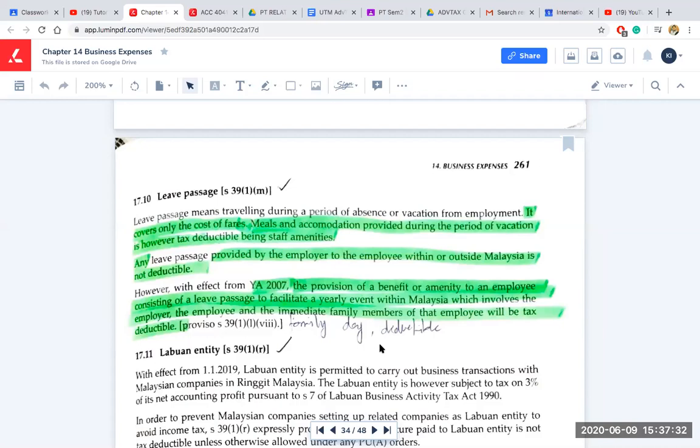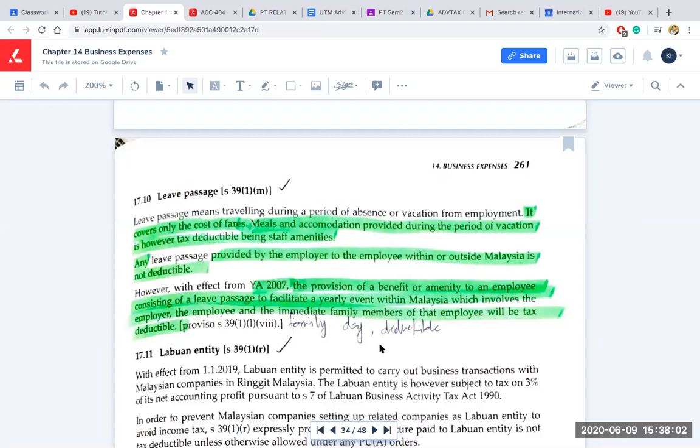So generally, leave passage is not allowed. You see section 39.1M. So whenever it is leave passage, it's not allowed. But what is interesting is the third paragraph, where it says however, effective from YA 2007, provision of a benefit or amenity to an employee consisting of leave passage to facilitate a yearly event within Malaysia, which involves the employer, employee, and immediate family members of the employee, will be tax deductible. Highlight that within Malaysia once more.